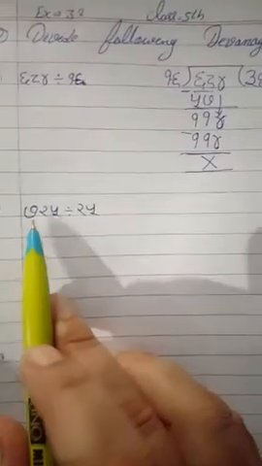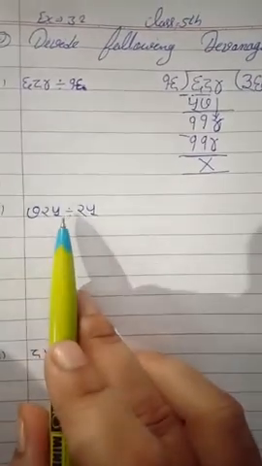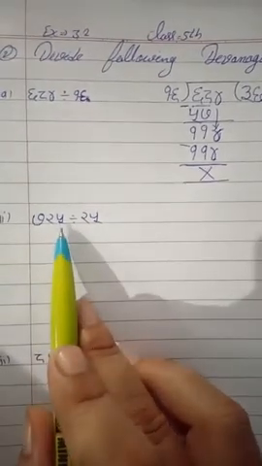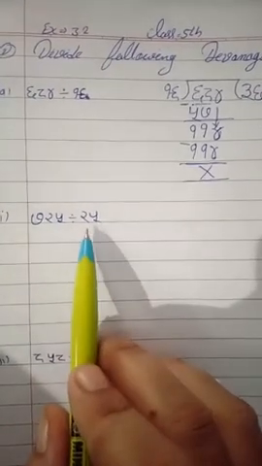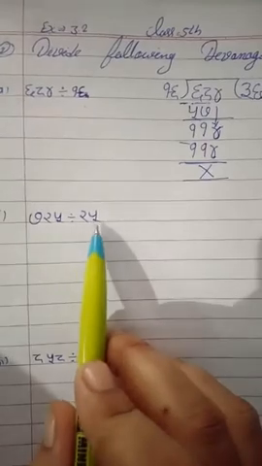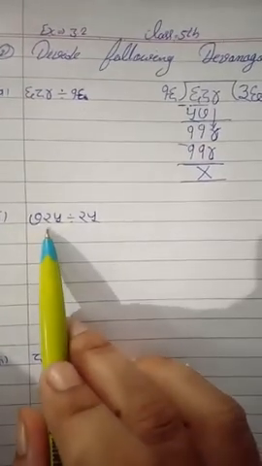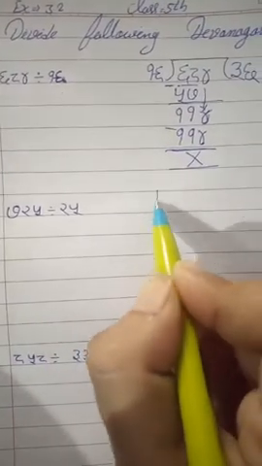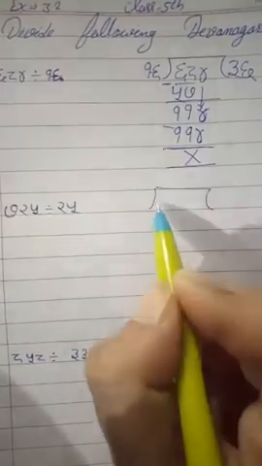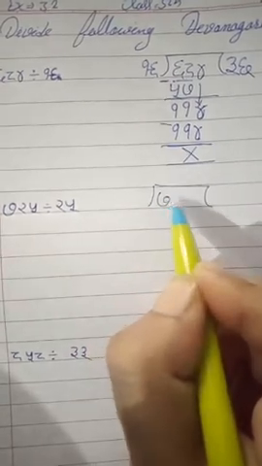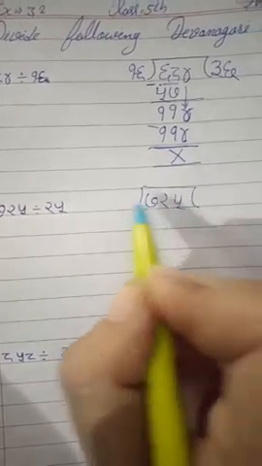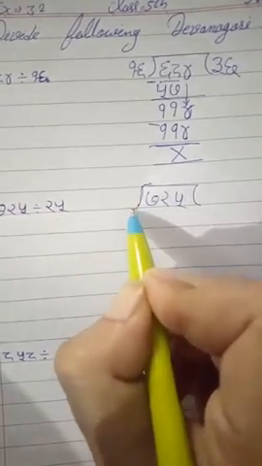Next, B. The number is 725. 725 divided by 25. First of all, write down here the dividend 725 and the divisor, which is 25.